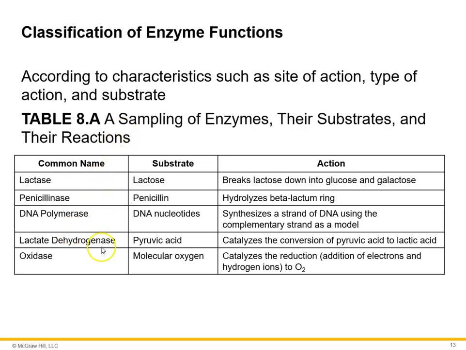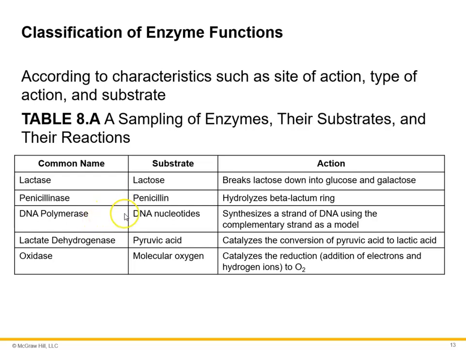All right, this is another chart just showing some example enzymes and their action. So we already talked about lactase being the enzyme that works on lactose, and it's going to break lactose down into its constituent parts, which is a glucose and a galactose. Penicillinase is produced by some bacteria, and what it does is it breaks down part of penicillin and makes it basically ineffective against the microorganism.